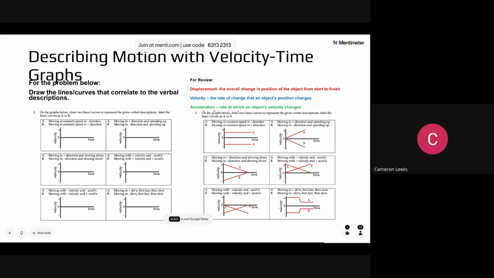But now when we're looking at this, how is the motion being described? How is it moving?